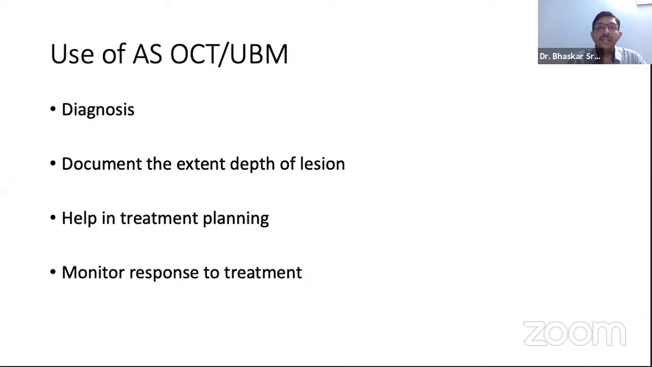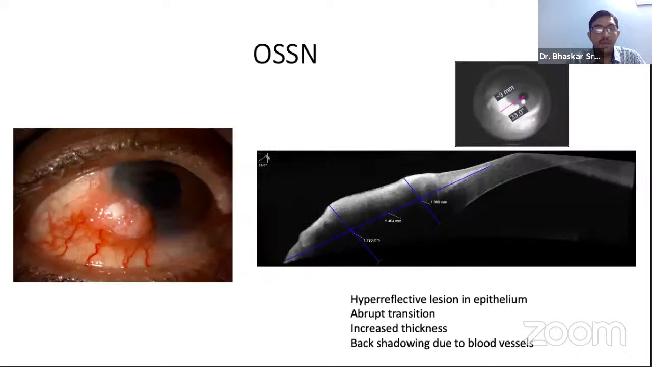So in a clinical scenario, where do we use it? We use it to diagnose the disease. We use it to see whether the lesion is affecting the epithelium or is under the epithelium. We need to know the extent of the disease with respect to scleral penetration. And it will help us in treatment planning and even in monitoring the response to a topical chemotherapeutic regime. So let's go through some examples.